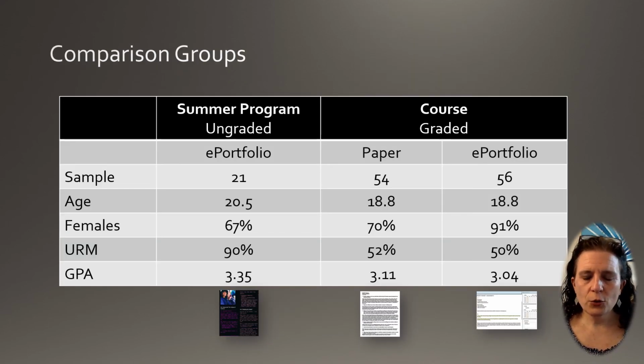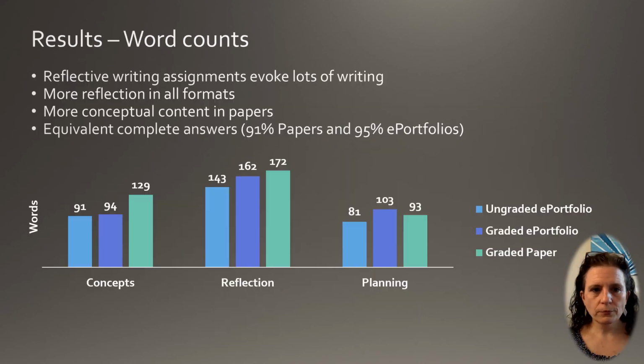And so this just shows you the sample. You'll see that URM stands for underrepresented ethnic minority students. In the summer program, it was 90% underrepresented ethnic minority students, whereas in the class, it was more like 50%. But besides that, the groups seem pretty comparable.